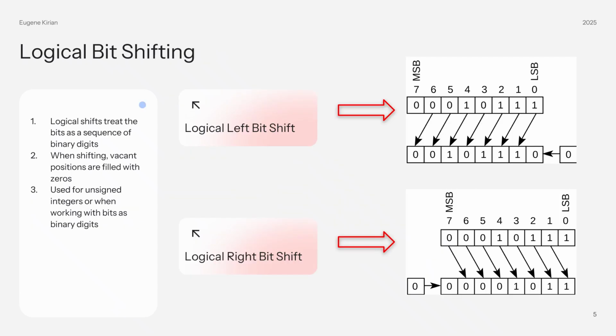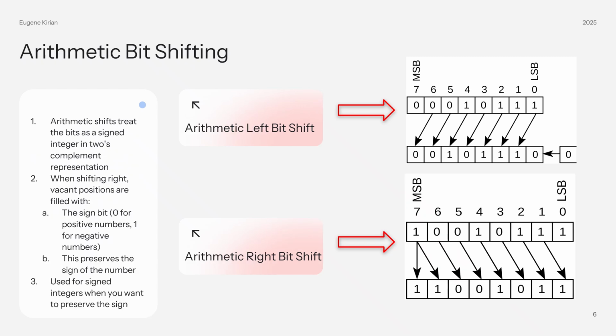Logical bit shifting treats bits as a sequence of binary digits, filling vacant positions with zeros during shifts. This approach is ideal for unsigned integers or when working with bits as raw binary data. Arithmetic bit shifting is used for signed integers in 2's complement representation. When shifting right, the vacant positions are filled with the sign bit, preserving the number's sign. This approach ensures correct results when performing arithmetic operations on signed numbers.